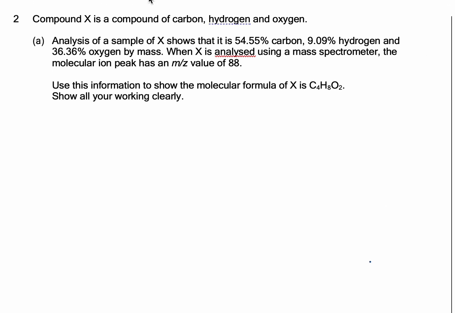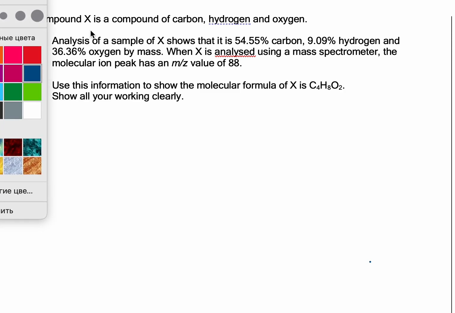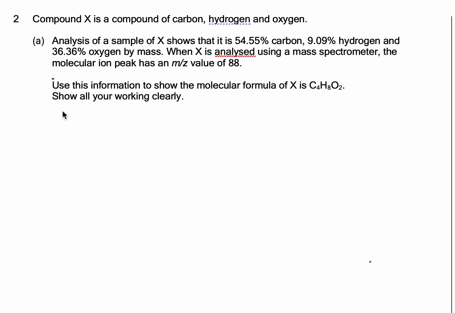So the percentage composition by mass is given. Using these mass values, we can easily identify the empirical formula. We will take our sample X as 100 grams. So when we have 100 grams of X, there will be 54.55 grams of carbon, 9.09 grams of hydrogen, and 36.36 grams of oxygen.